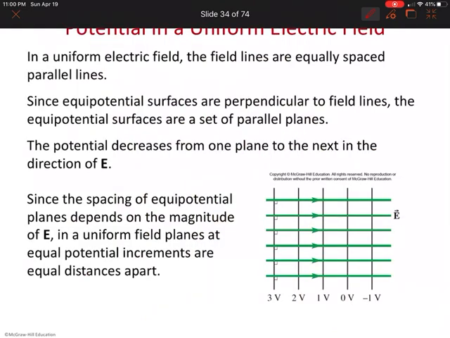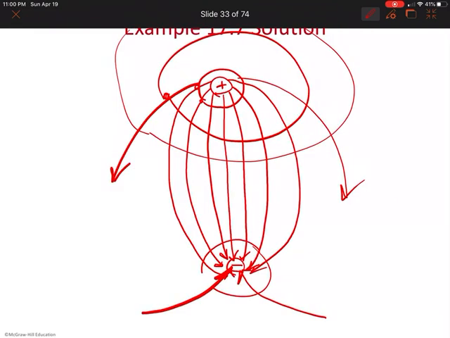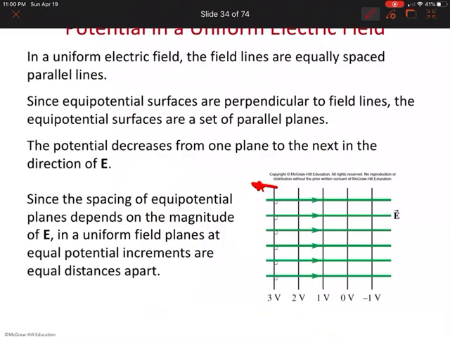All right. So I just wonder why it's not showing you the title there. Anyway, that says potential in a uniform electric field. So in a uniform electric field, that's this image right here. The field lines are equally spaced parallel lines. Well, I couldn't do that on this one because in order to draw this circle here, I had to loop them out a little bit.